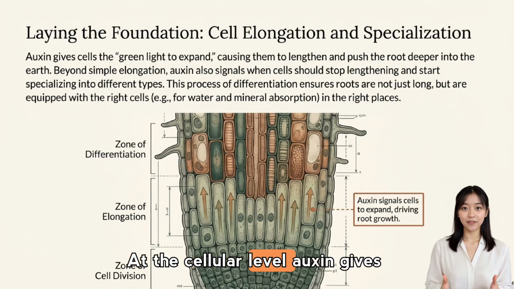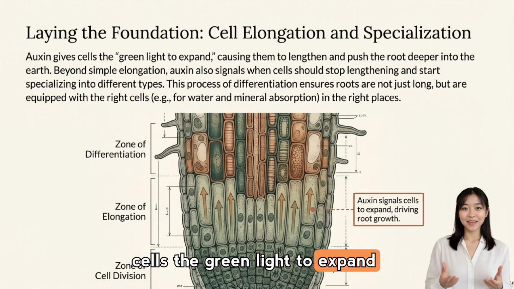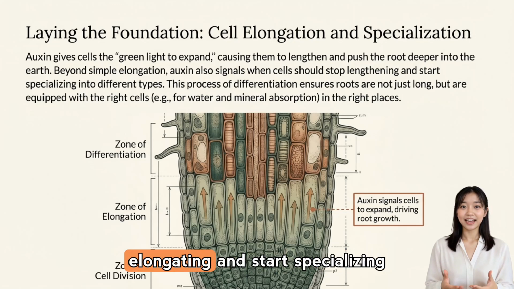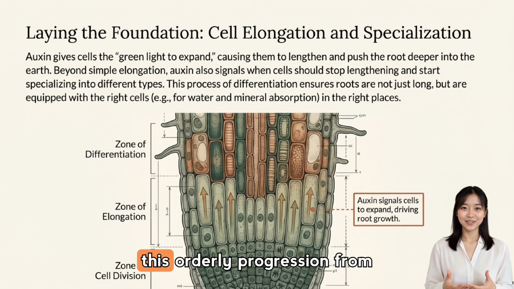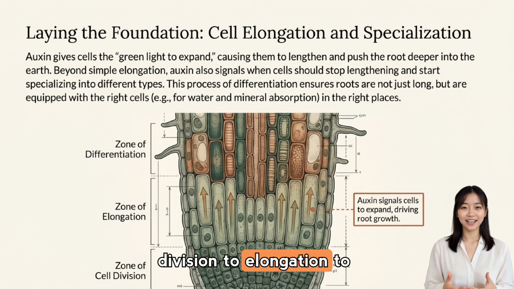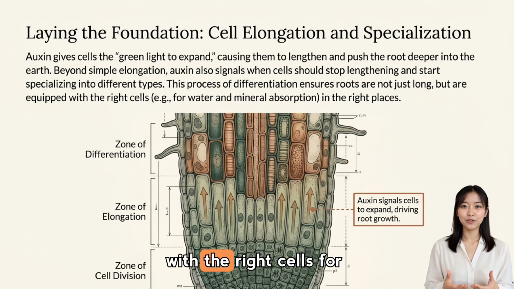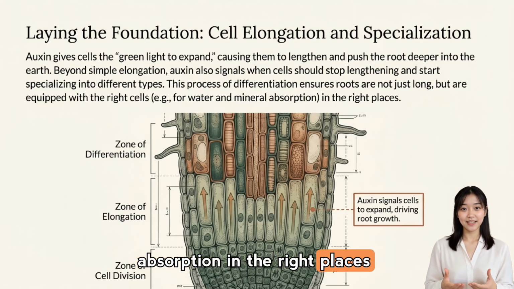At the cellular level, auxin gives cells the green light to expand, pushing roots deeper while also signaling when cells should stop elongating and start specializing. This orderly progression from division to elongation to differentiation ensures roots aren't just long, but equipped with the right cells for absorption in the right places.